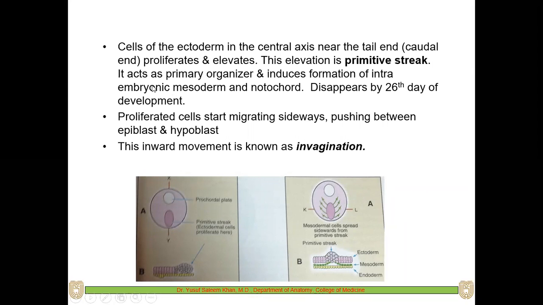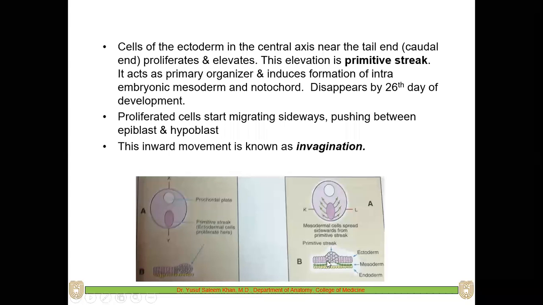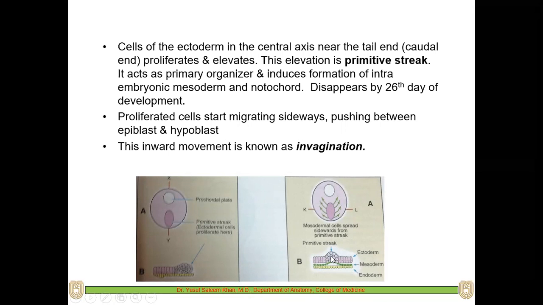It acts as the primary organizer and induces the formation of the intra-embryonic mesoderm and notochord. Till now it was just two layers, the epiblast as you can see here and the hypoblast. With the formation of the primitive streak, cells from the primitive streak start proliferating and passing between the ectoderm or the epiblast and the hypoblast. This is called the mesoderm.